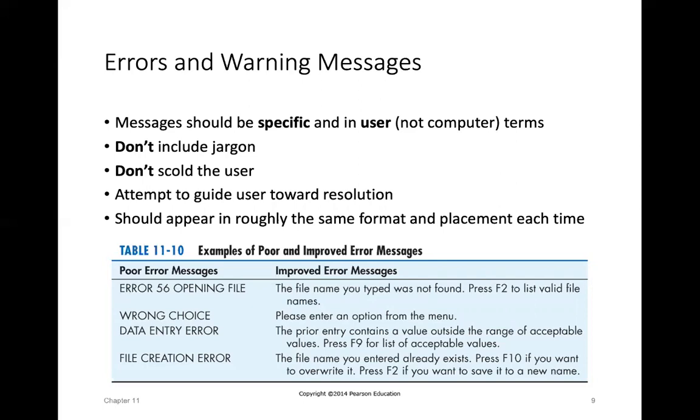Wrong choice. Yeah, okay, that's me being scolded. Data entry error. Not great. The prior entry contains a value outside the range of acceptable values. Oh yes, it said press F9 for list of acceptable values, or file creation error, and so on. You know what I'm saying? It's pretty commonsensical, but you just can't take it for granted. And if you put attention to this, then you're going to get by.